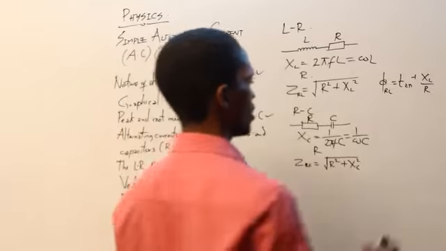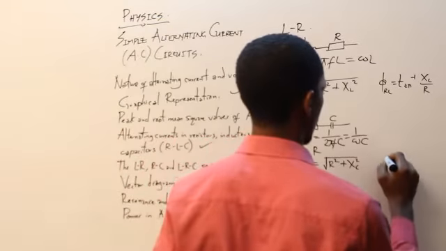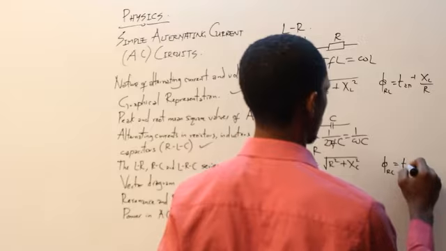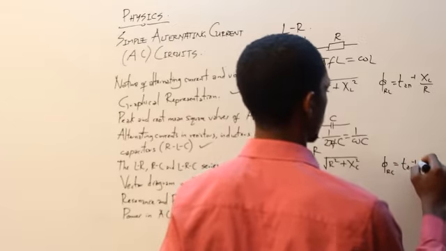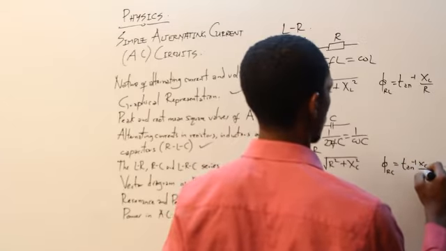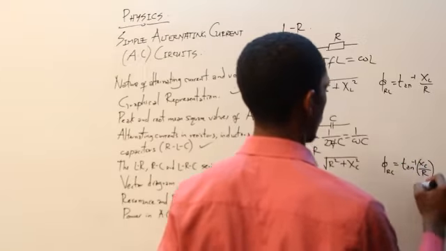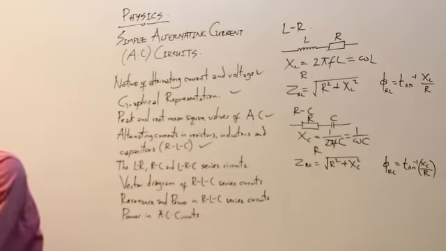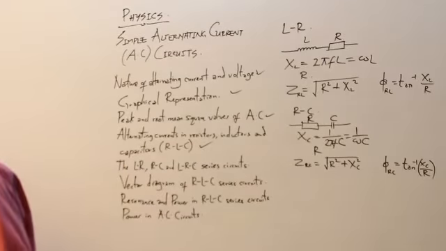And the same thing applies here. The phase angle of RC is also equal to arctan of XC over R, as one of them is leading the other.